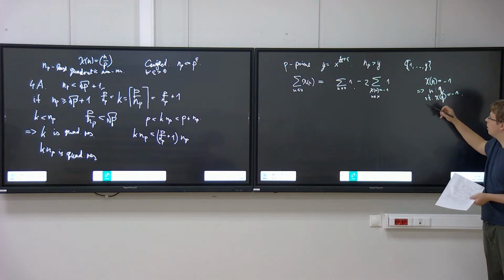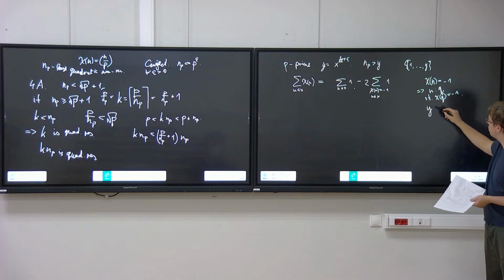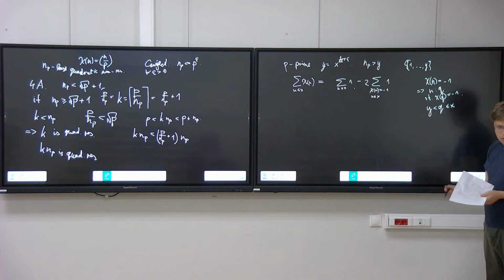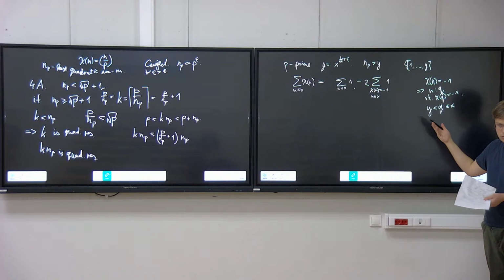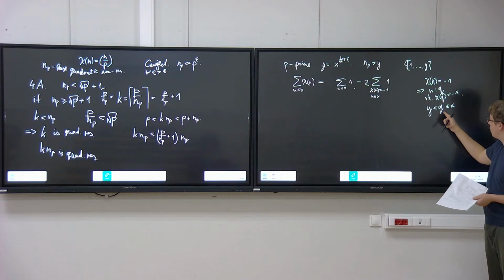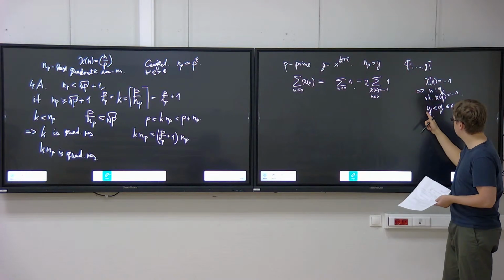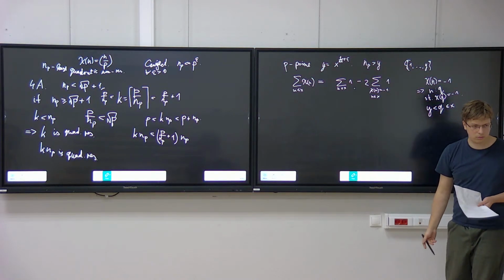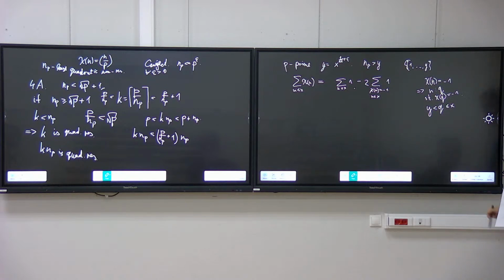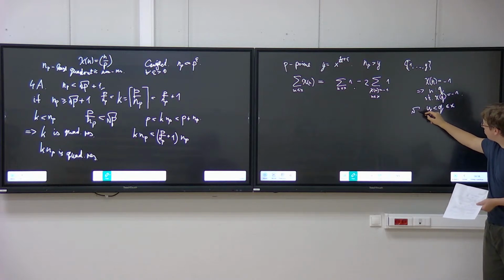What about Q? I claim that, of course, Q is greater than Y and less than X. Because if Q is less than Y, this is a quadratic residue. All numbers up to Y are residues. And Y is bigger than square root of X.